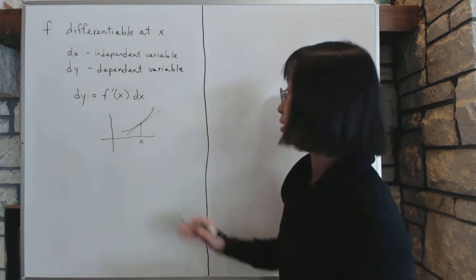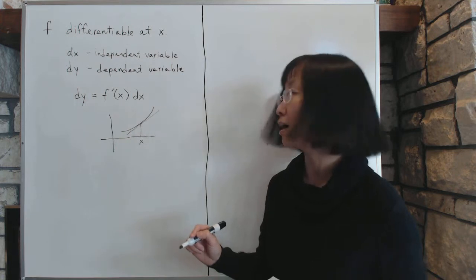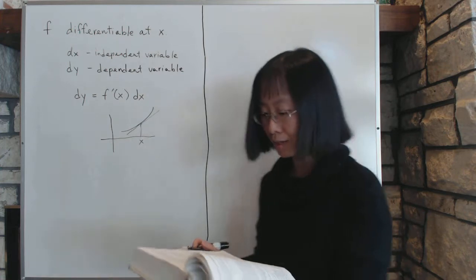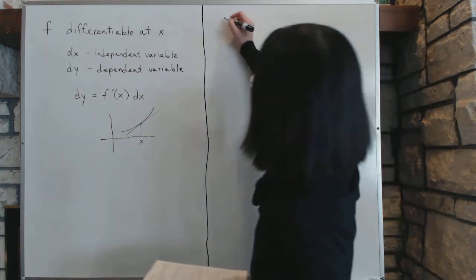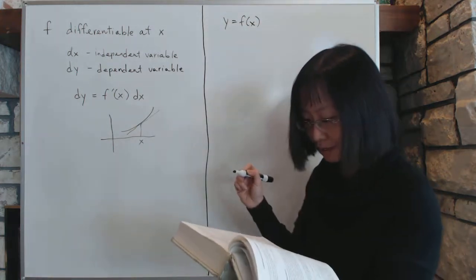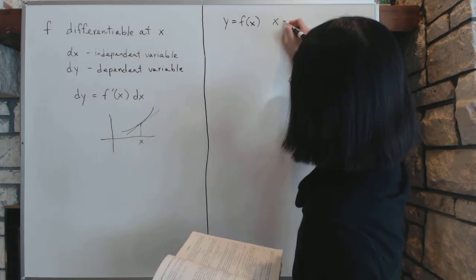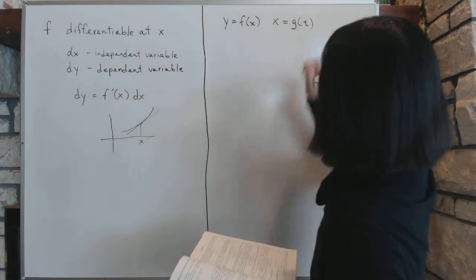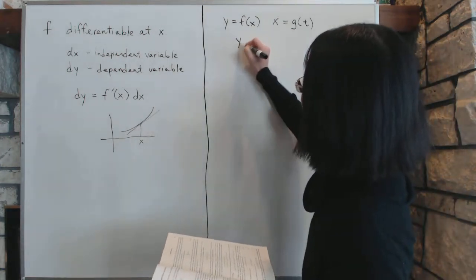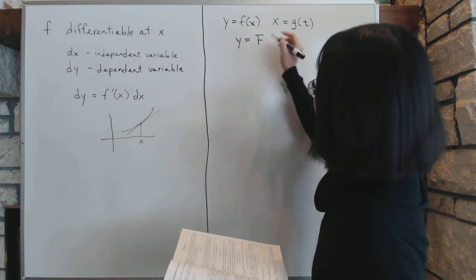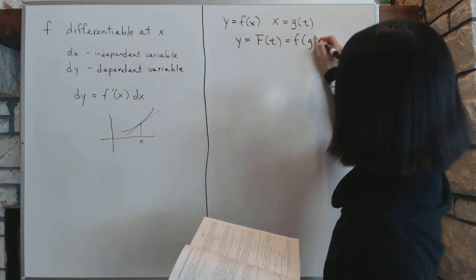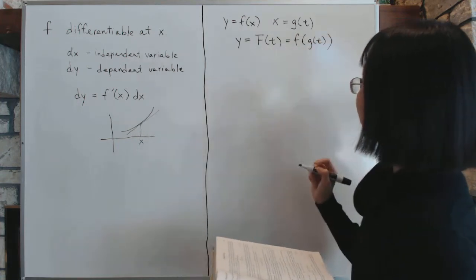For example, the composite rule of differentiation works. In fact, all the rules of differentiation work. For example, let's say you have a function y equals f of x, and let's say everything is differentiable. We don't worry about that. And then let's say x is a function of something else, g of t. Now, if you plug it in, y equals f of g of t. We'll together call it big F of t.